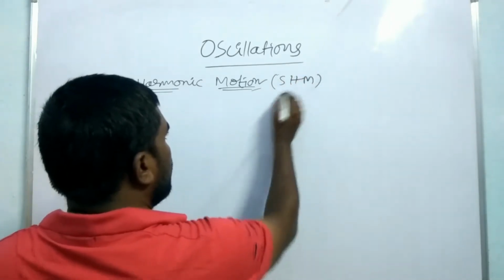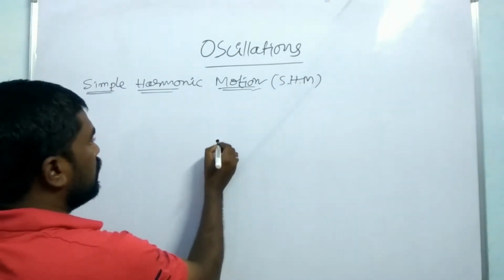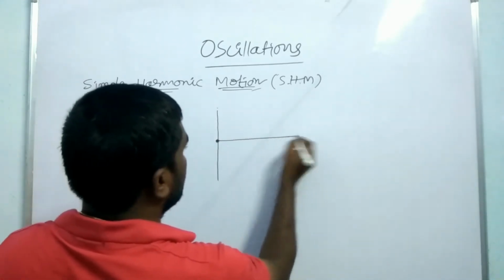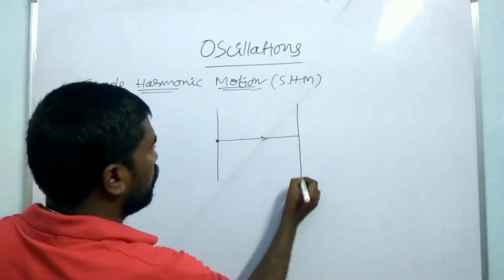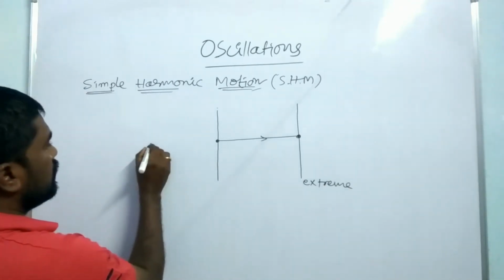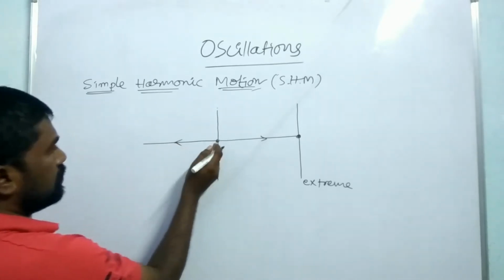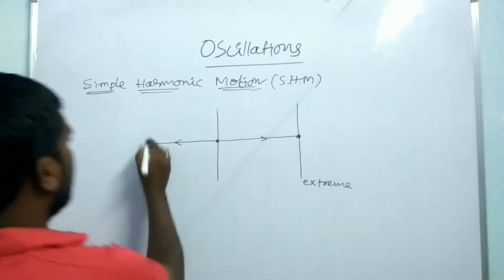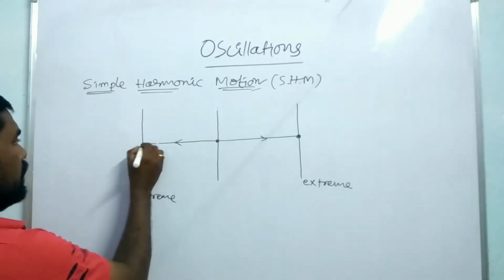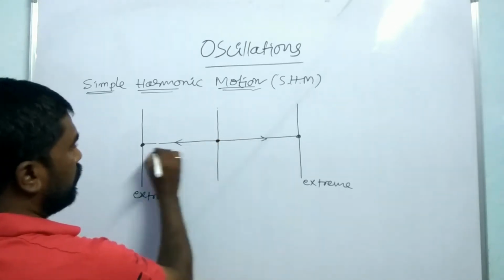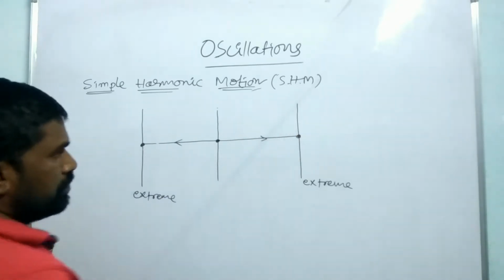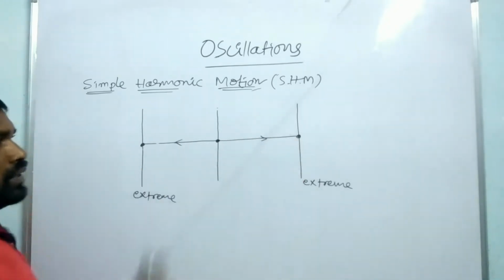So here, let us take a particle at the mean position. This is the mean position, and this is one of the extreme points on the right side, and this is the other, the left extreme. This particle can move to and fro, from extreme to mean and mean to extreme. So this is the motion of the particle here.